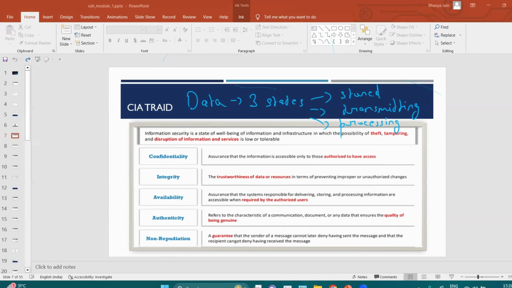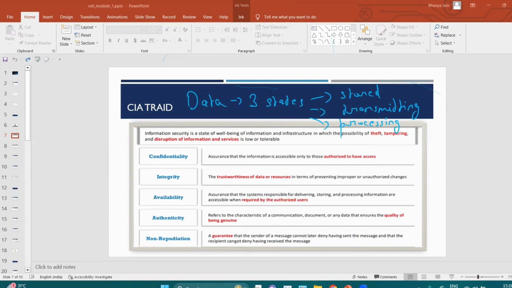So the second state is whenever we are transmitting data from one place to another. Let's say you are sharing data with someone else. In that state, we are ensuring that data should be secure whenever we are transmitting it from one place to another. That is the second state, transmission.